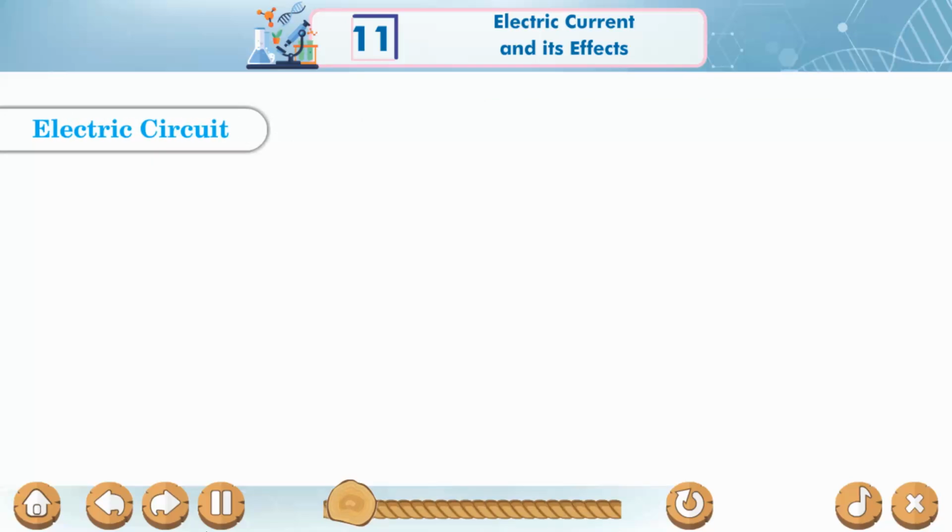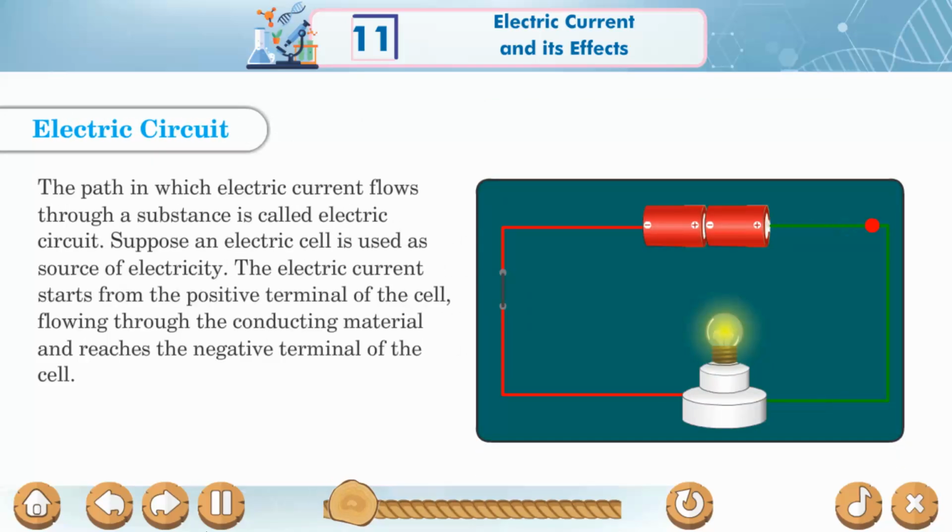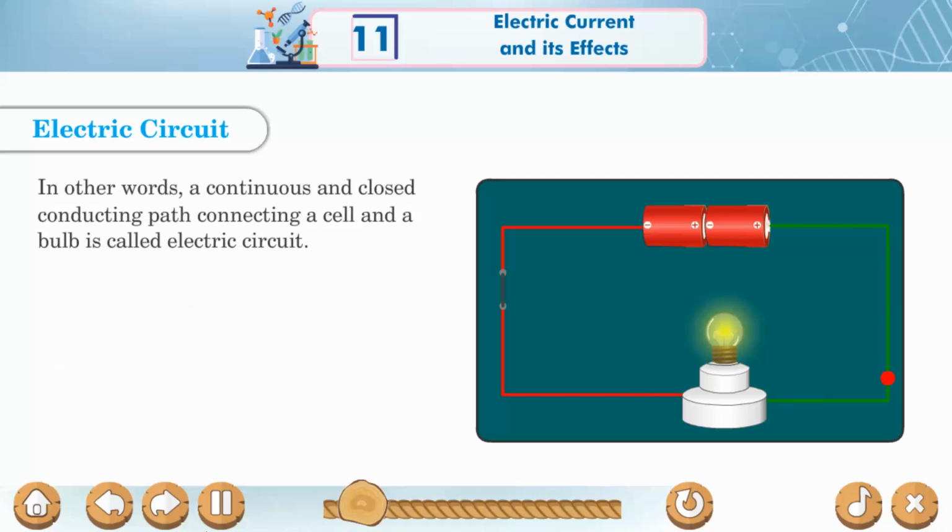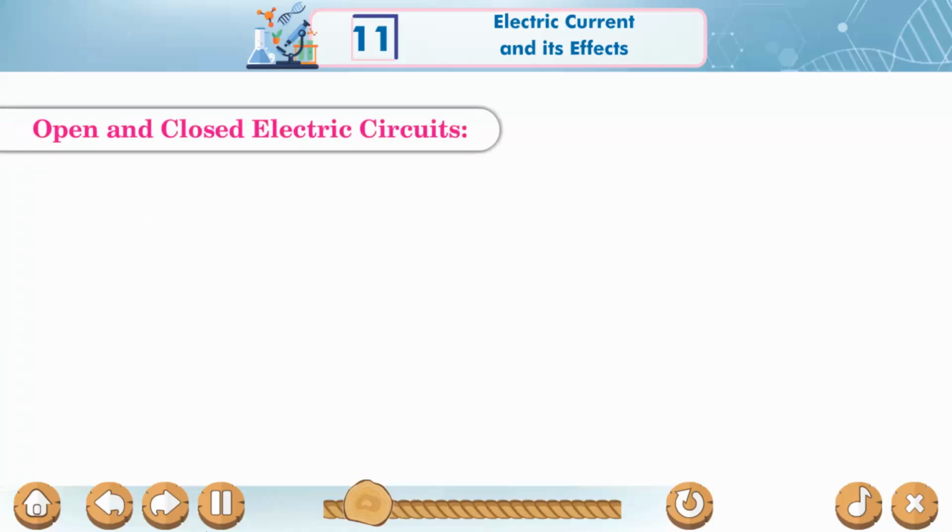Electric circuit. The path in which electric current flows through a substance is called electric circuit. Suppose an electric cell is used as source of electricity. The electric current starts from the positive terminal of the cell, flowing through the conducting material and reaches the negative terminal of the cell. In other words, a continuous and closed conducting path connecting a cell and a bulb is called electric circuit. Open and closed electric circuits.